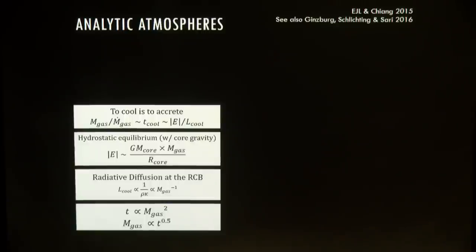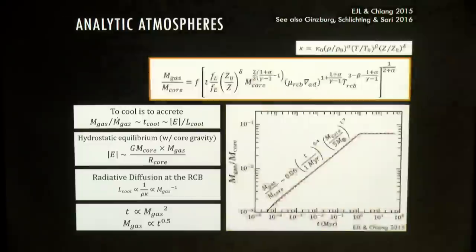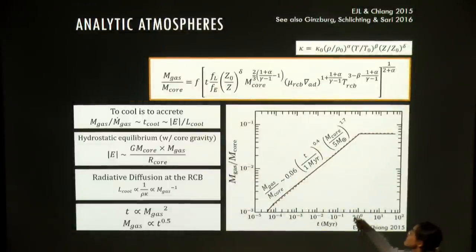But before, I told you it grows as the 0.4 power. So where does that come from? Well, you actually have to go through all the nitty-gritty detailed calculation. If you do that, then you can derive the full scaling relationship between the gas mass fraction and not only the time, but also the metallicity and the core mass. And this is what you get at the end of the day. If you plug in the right numbers, you're going to get the 0.4 power. And this plot is here just to demonstrate the good agreement between the analytic theory, which is the red dashed line, versus the numerical model, which is the solid line.